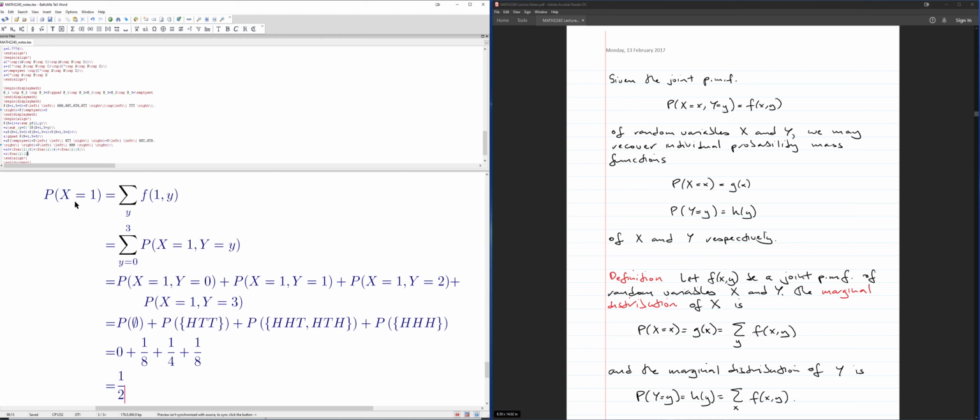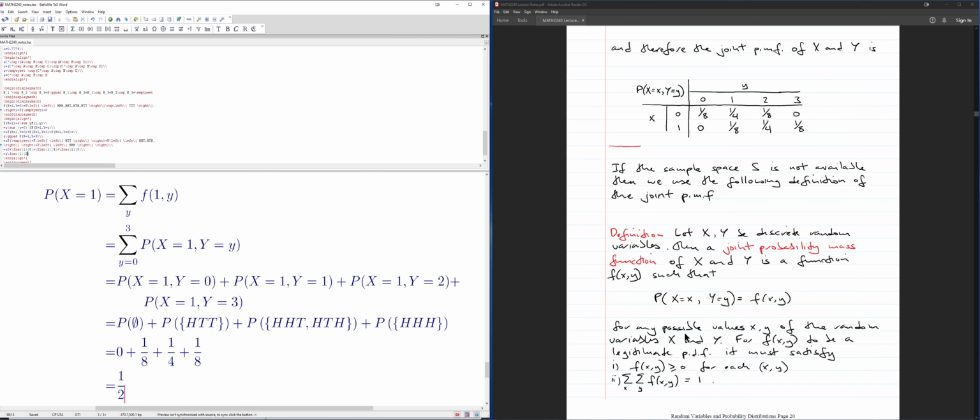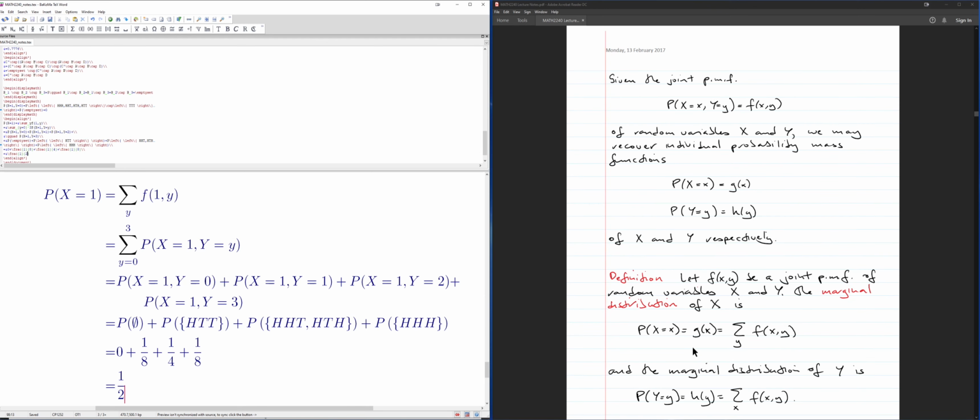So the probability X is equal to a certain value is really just going to be the sum of probabilities from your probability mass function when X is this particular value that you're working with. And then you sum over the possible cases of y. That is what this definition is doing for you.